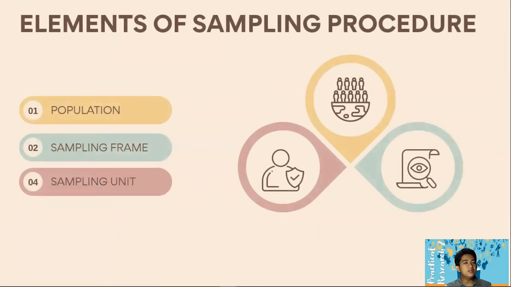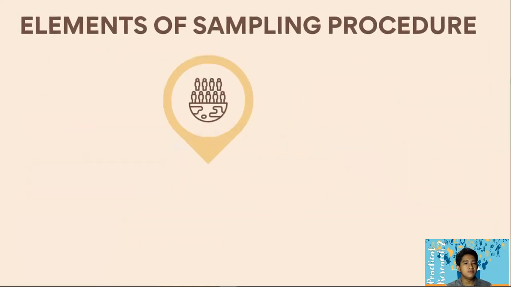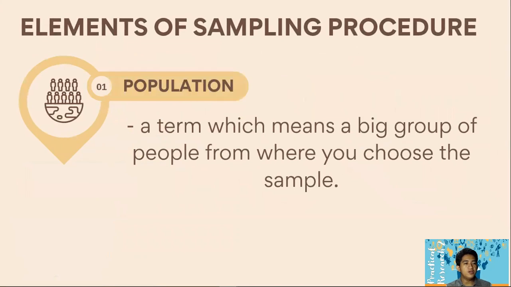There are 3 elements of sampling procedure that we need to look into. The first one is population. A population is a term which means a big group of people from where you choose your sample. For example, the total number of students officially enrolled in a school. It can be considered as a population.